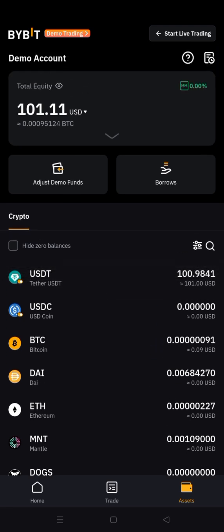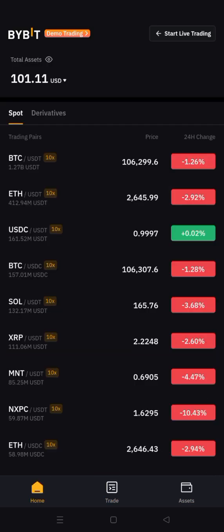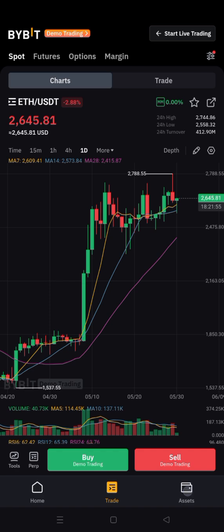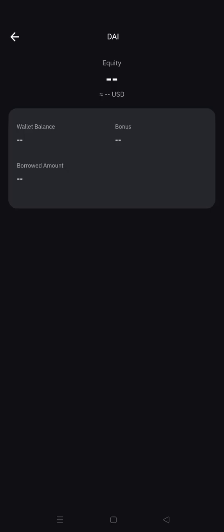That's 100.98. You can see this is what arbitrage is called. So you just sell here, buy here, sell on the other side. It's very simple. I told you, you can see it's very awesome. Ethereum is at 2645.